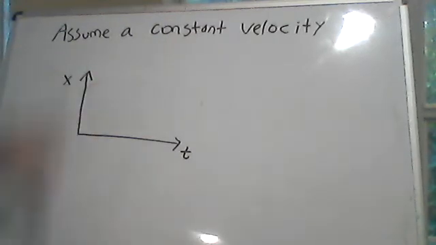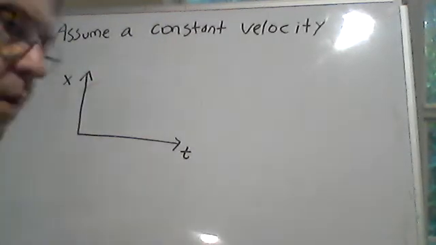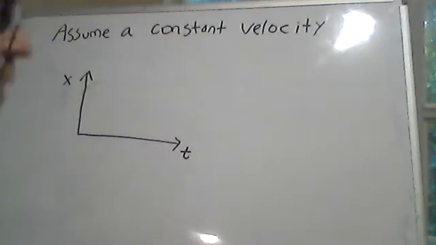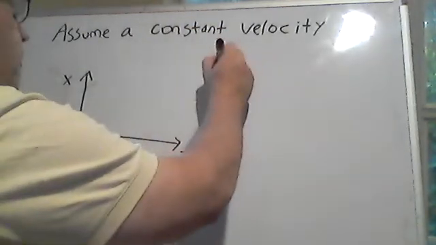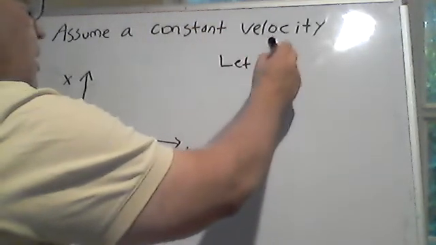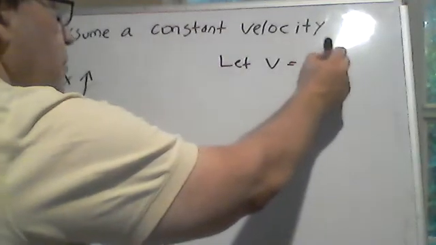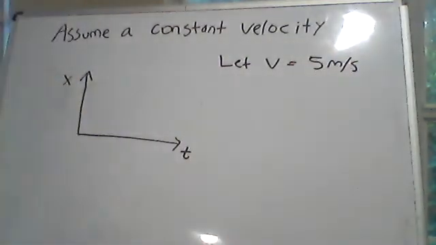I'll just take the hats off the variables right now. And again, I'm talking about one dimension, and I'm talking about constant velocity. Let's just say, for instance, the velocity is 5 meters per second, just a constant number. Now the question is, at, say, t equals 0, what is this graph showing?